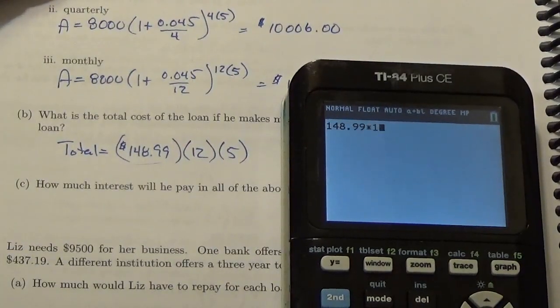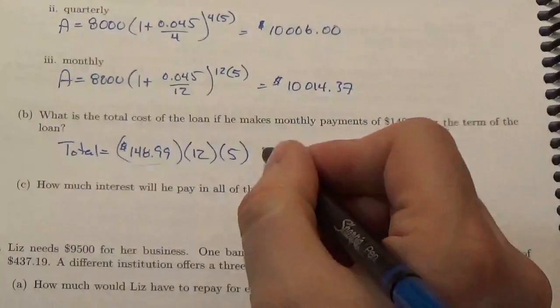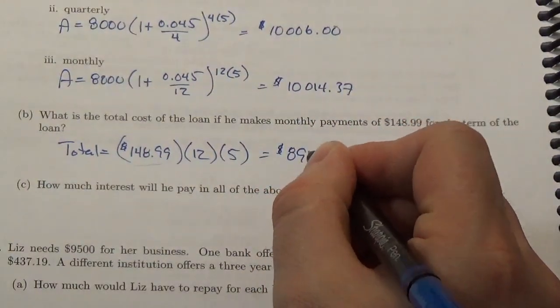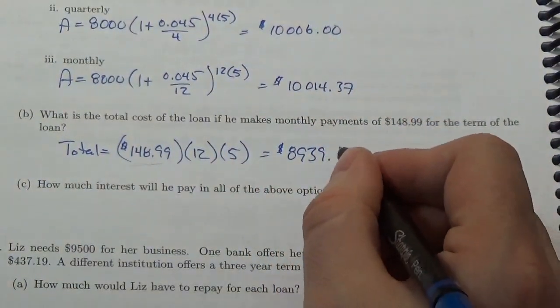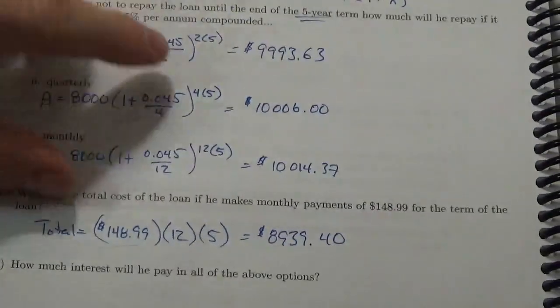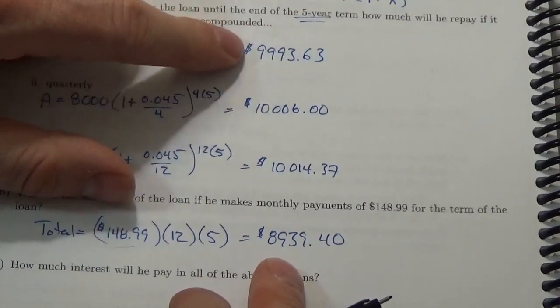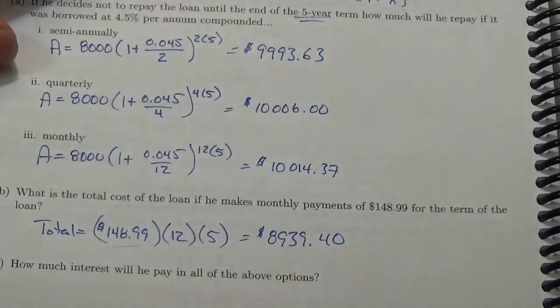148.99 times 12 multiplied by 5. And that means I'm going to pay back $8,939.40. Okay? Now, notice that that is substantially smaller than what it was when it was compounded semi-annually. But that's the whole point.